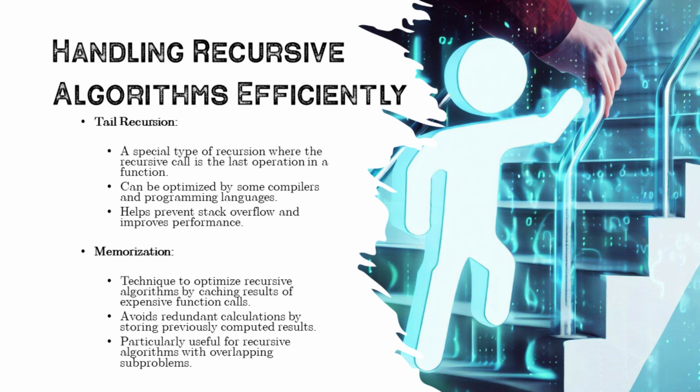Memoization is a technique that optimizes recursive algorithms by caching the results of expensive function calls. It involves storing previously computed results in a cache to avoid redundant calculations. Memoization is particularly useful for recursive algorithms with overlapping subproblems, as it can greatly reduce the overall computation time. By applying these optimization techniques, we can enhance the efficiency of recursive algorithms and make them more practical for real-world applications.